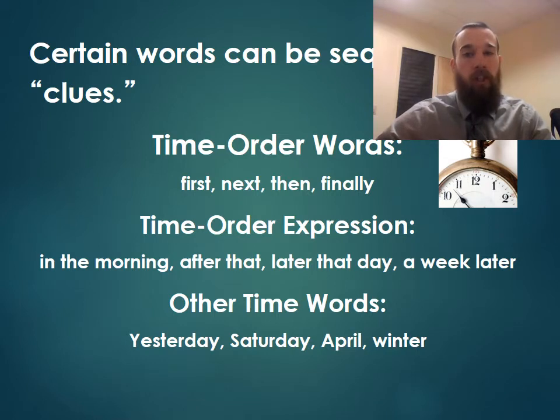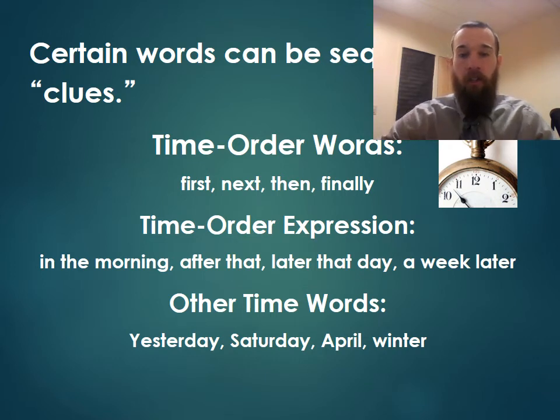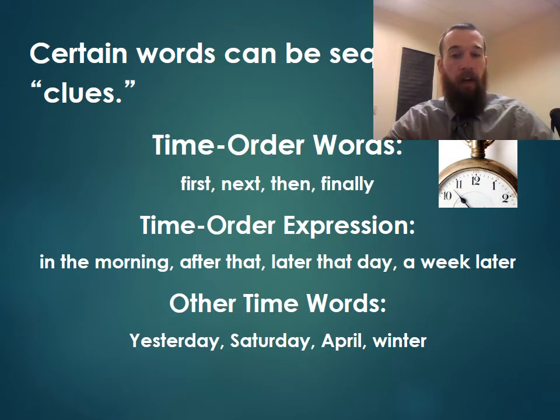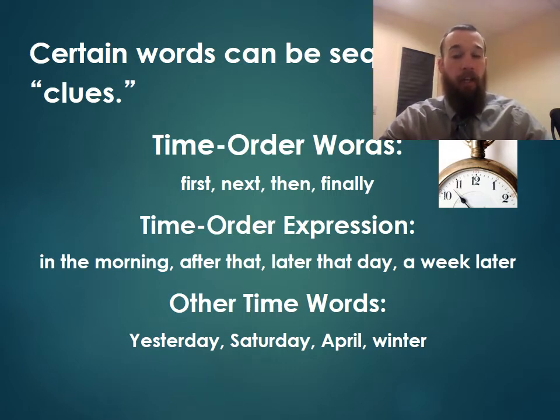When you're reading, there's going to be certain words that should stand out and say, hey, this is our sequence, this is how time's happening. So there's words that order the time, like first, next, then, finally. When you see these, you should stop and see the author showing you the passage of time. There's also words that show the expression or the order. In the morning, after that, later that day, a week later. So just keep an eye out for these as you're reading.